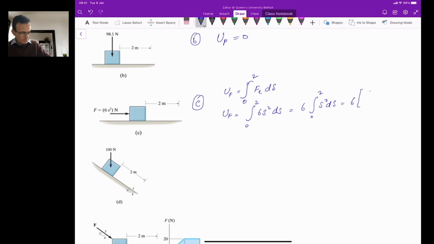Then it will become s cubed by 3. The integration of s square is s cubed by 3, from 0 to 2. If you put the limits of the integration, it will become 6 by 3 into 8 minus 0. So this means that UF will become equal to 16 Newton meter, which is 16 joule.